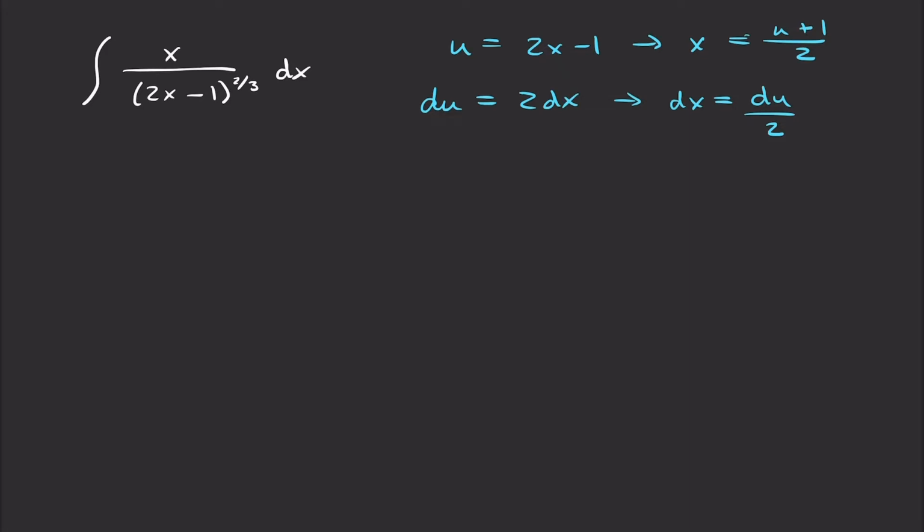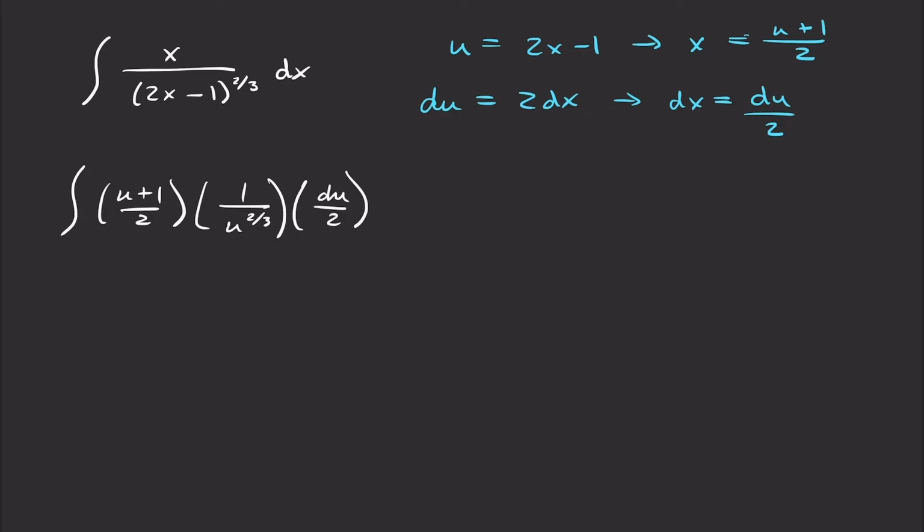And now I can substitute. So I'll start by substituting for x. That's just going to be u plus 1 over 2. And then my 1 over 2x minus 1 to the 2/3 will just become 1 over u to the 2/3. And then dx will be du over 2. Okay, so now I'm going to simplify a bit before I start integrating. So my 1/2 and 1/2 are going to come out front.